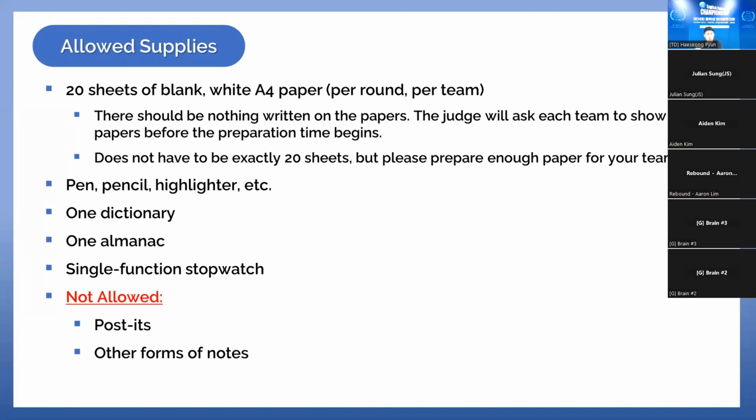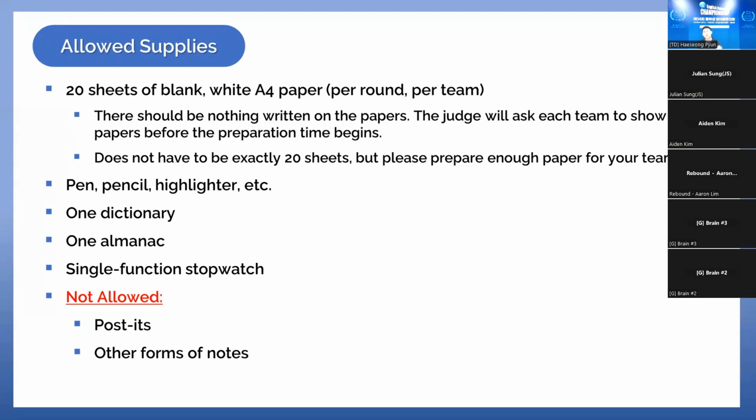Also, let's now talk about other things that you need to prepare. Pens, pencils, highlighters, of course. One dictionary per team. And there has been a problem with the use of an almanac. This almanac is only supposed to be published by third parties. These almanacs should not be produced by any hagwons or any private institutions. It should be something you can get from any bookstore, or from YTN-HUFS, online or offline. It should not be privately made.